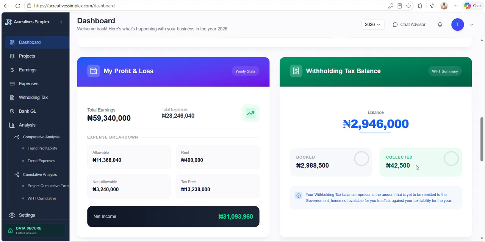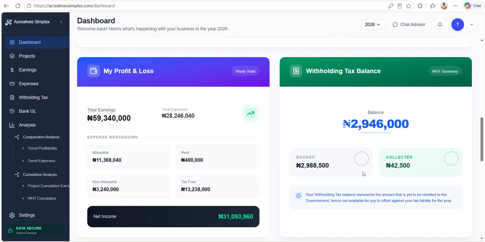Now, the withholding tax collected means the total withholding tax credit notes that we have received from the production company. The production company will remit all our withholding tax to the government, and after he has remitted, the evidence for us to know whether he has remitted is by issuing us a withholding tax credit note.